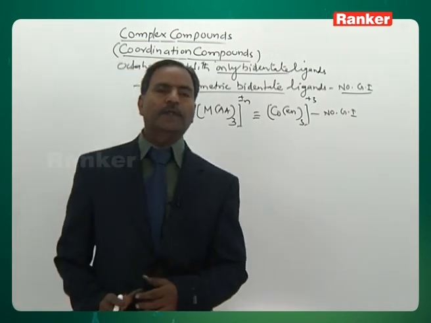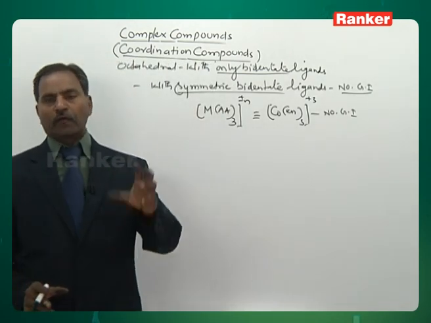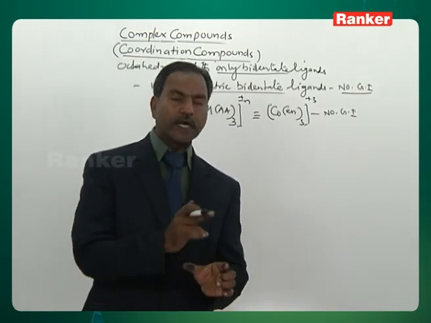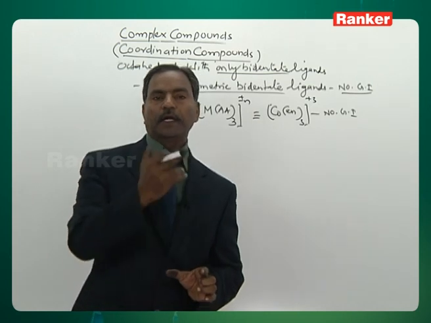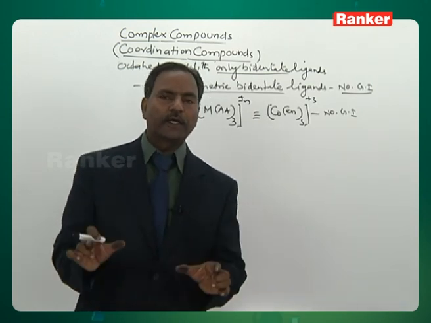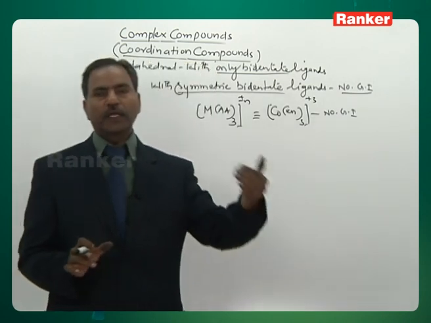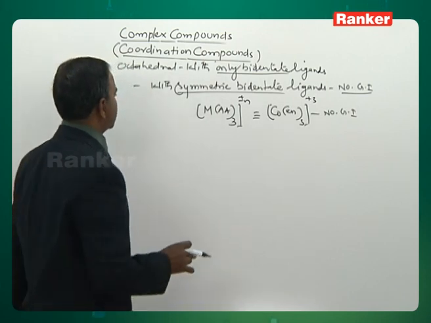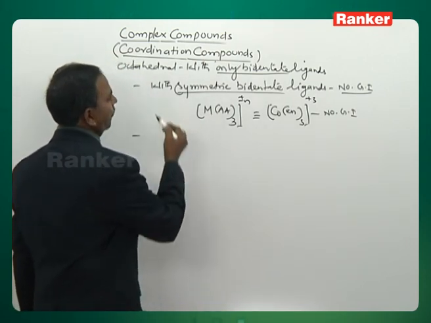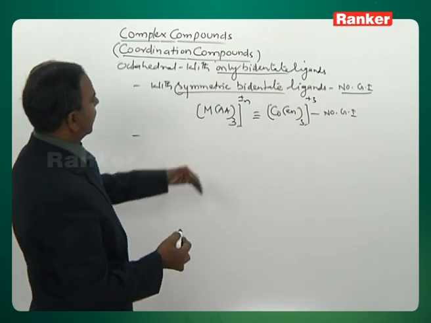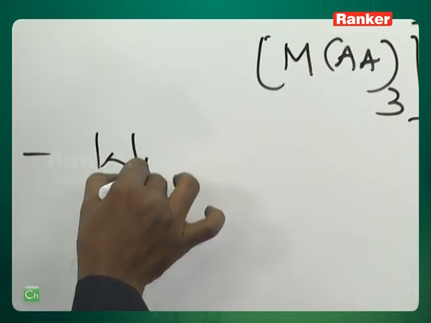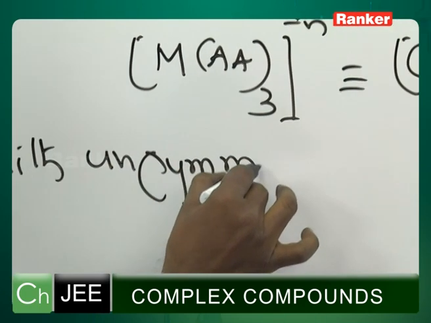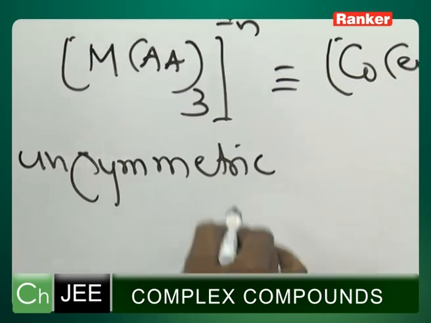Then which will exhibit geometrical isomerism? With only bidentate, wherever an unsymmetric ligand is there. What do you understand by unsymmetric? Yes, donor atoms are different. If for a bidentate ligand the donor atoms are different, and that particular ligand is there in the octahedral geometry, that particular complex can exhibit geometrical isomerism. Next point I am writing here: with unsymmetric bidentate ligands.